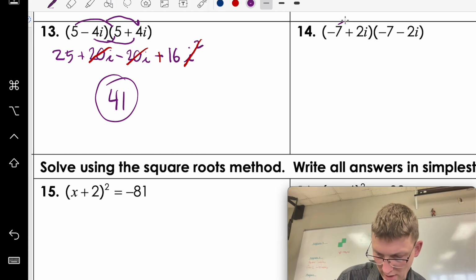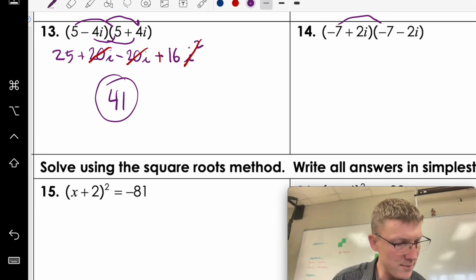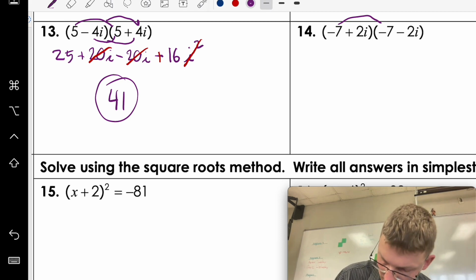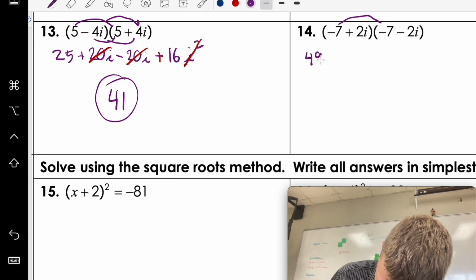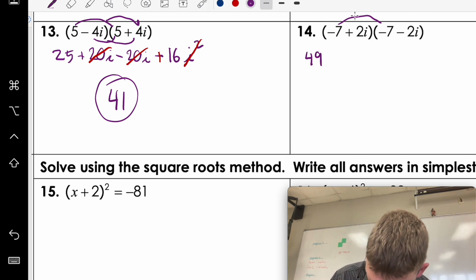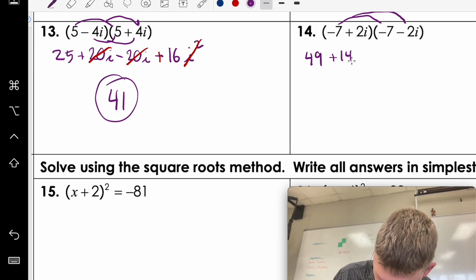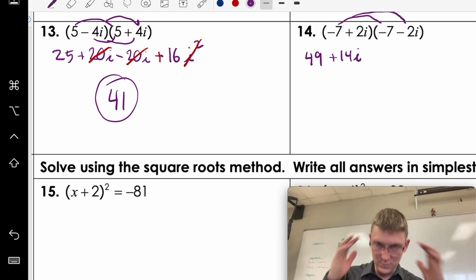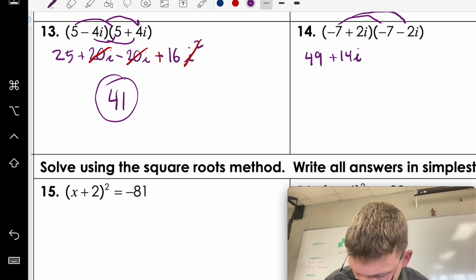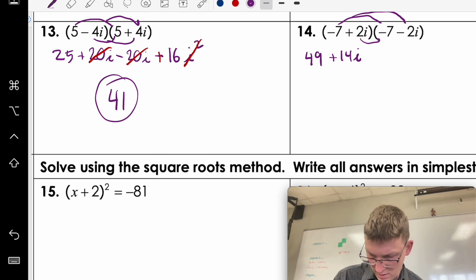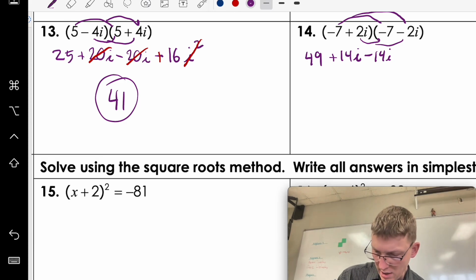So again, we've got negative 7 times negative 7 is a positive 49. Negative 7 times negative 2i, positive 14i. I'm trying to keep track of my negative signs. 2i times negative 7, minus 14i. And then 2i times negative 2i is negative 4i squared.